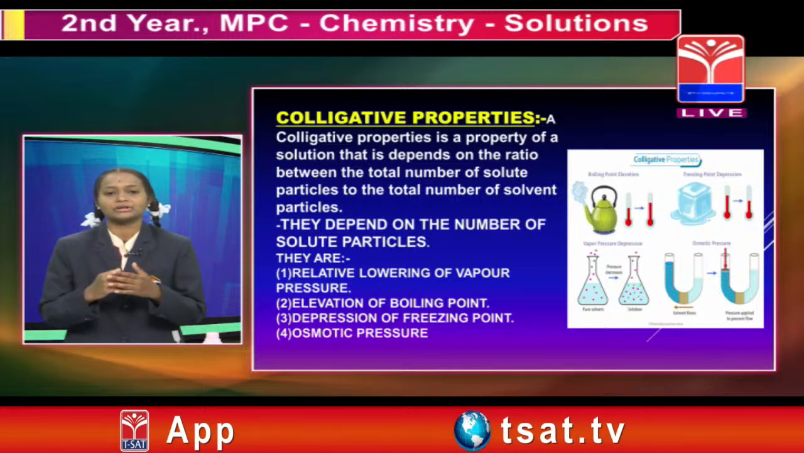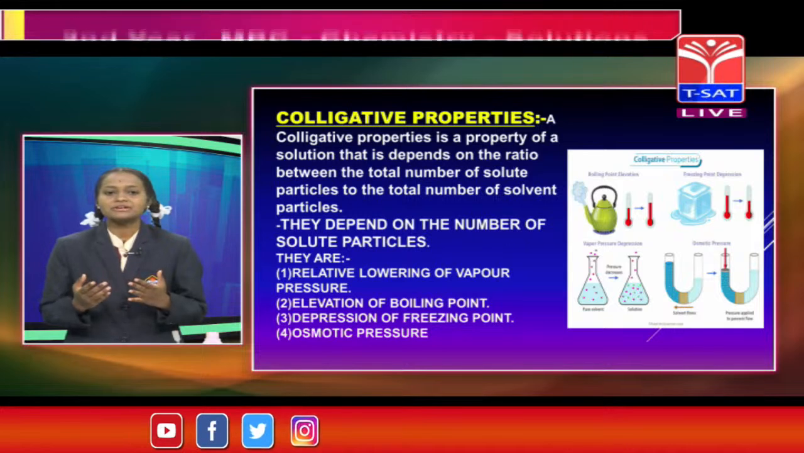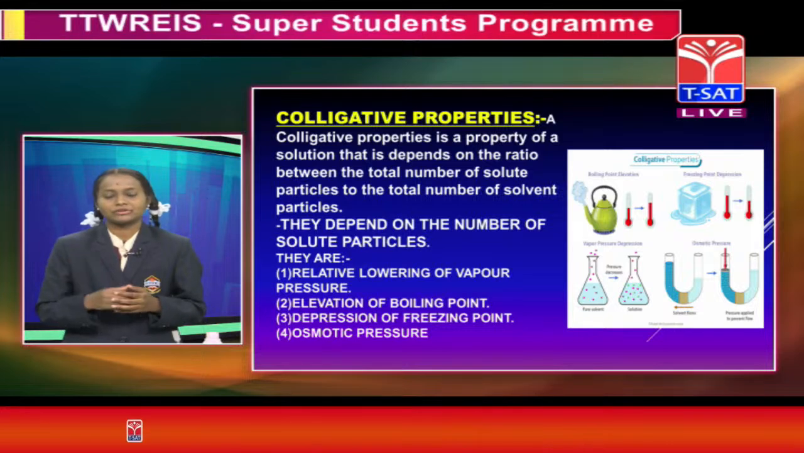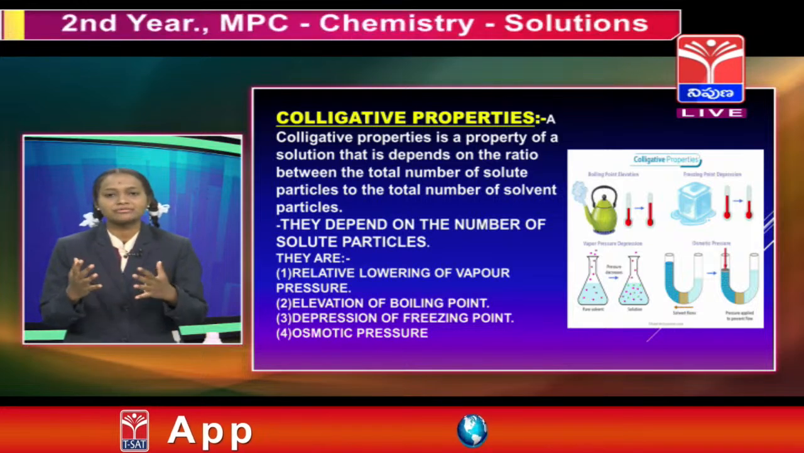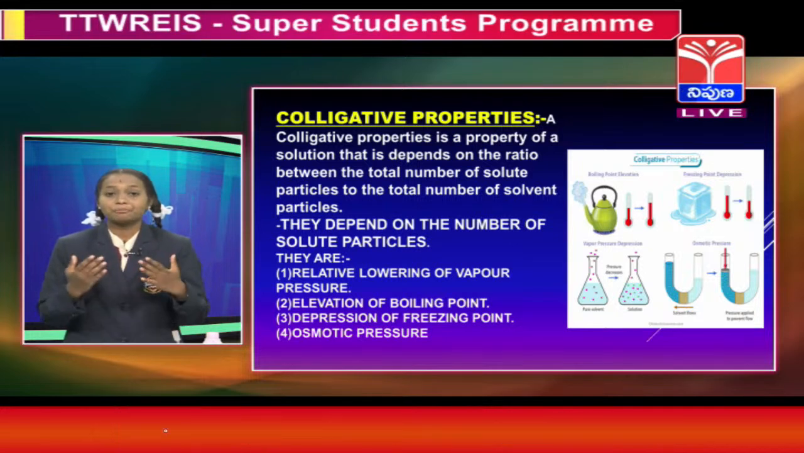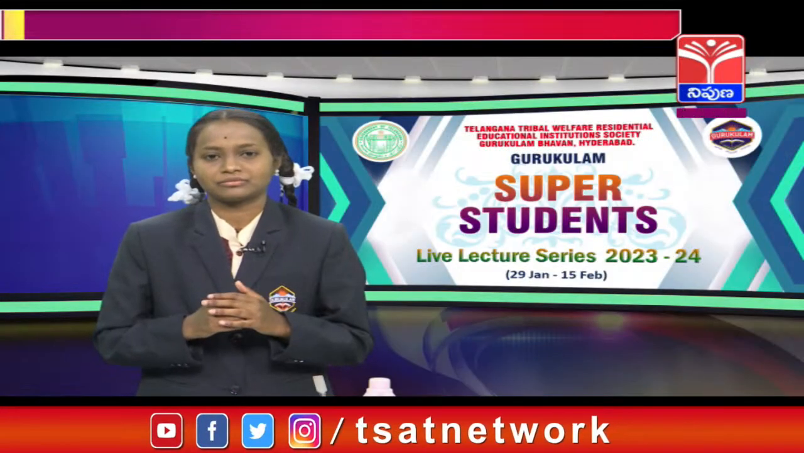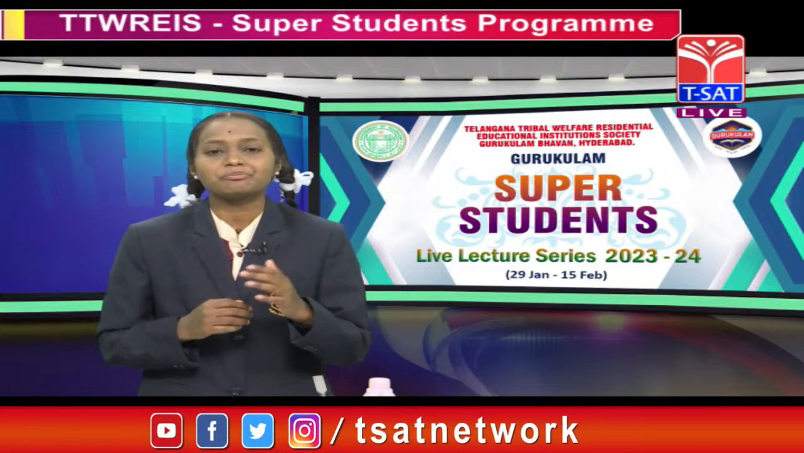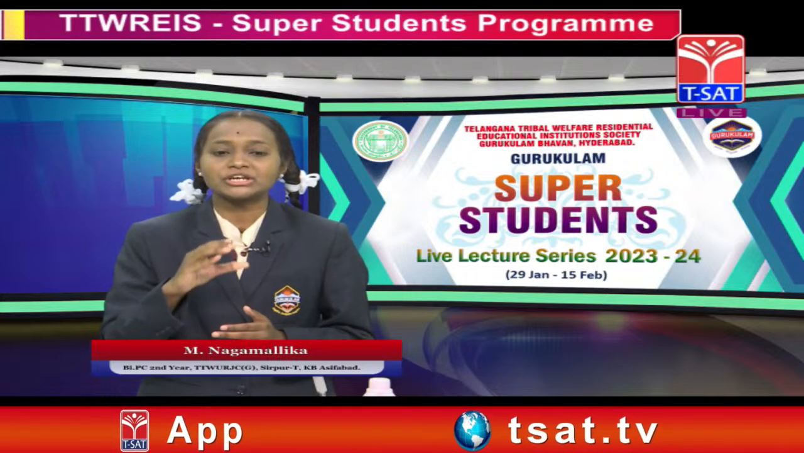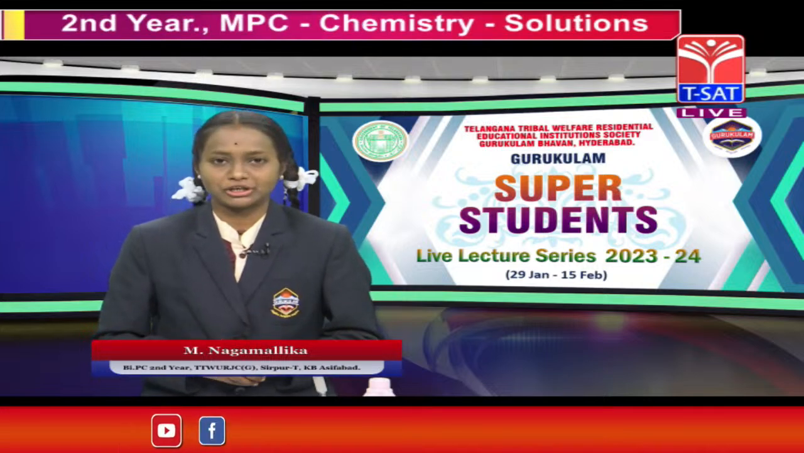Elevation of boiling point. Elevation means increase. An increase in the boiling point comes under elevation of boiling point. If we decrease the freezing point, it comes under depression in the freezing point. And osmotic pressure. The pressure required to stop osmosis is osmotic pressure. As we all know, osmosis is the movement of particles from low concentration to higher concentration, and we require some pressure to stop the osmosis. That pressure is osmotic pressure.